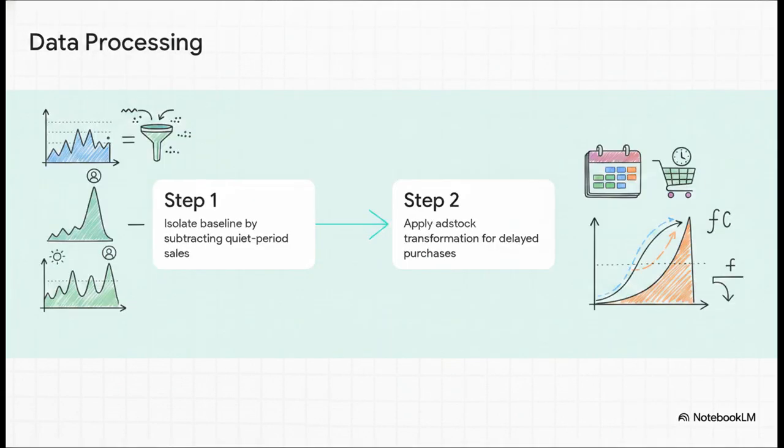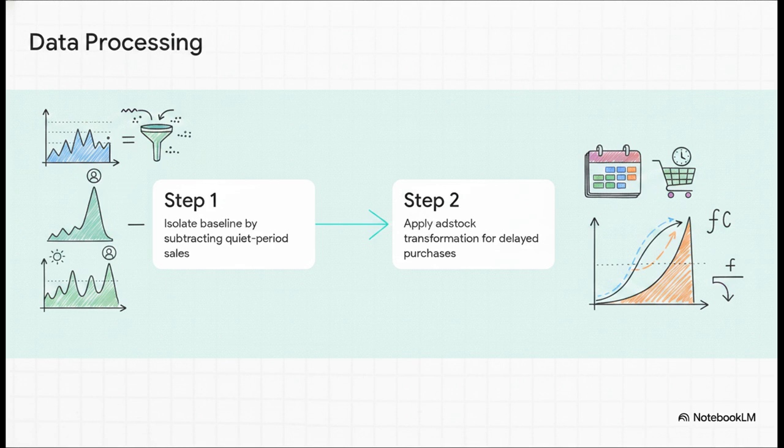But as we all know, real digital metrics have a lot of natural marketplace noise, so they do have to process this raw data. First, they isolate the baseline by looking at quiet periods and subtracting everyday organic sales, ensuring they're only measuring the true influencer lift.